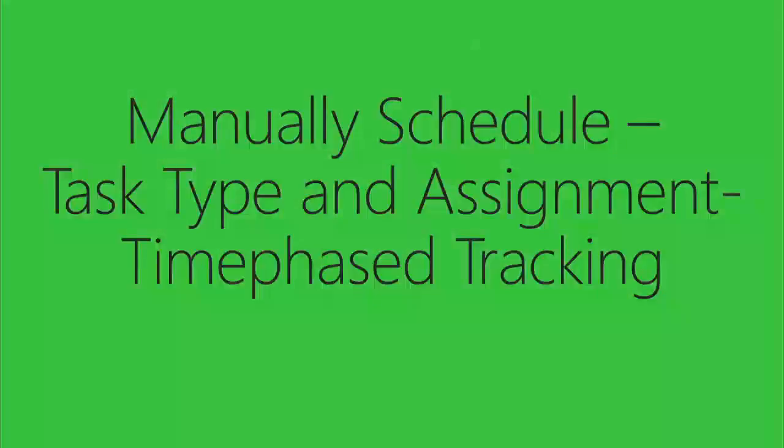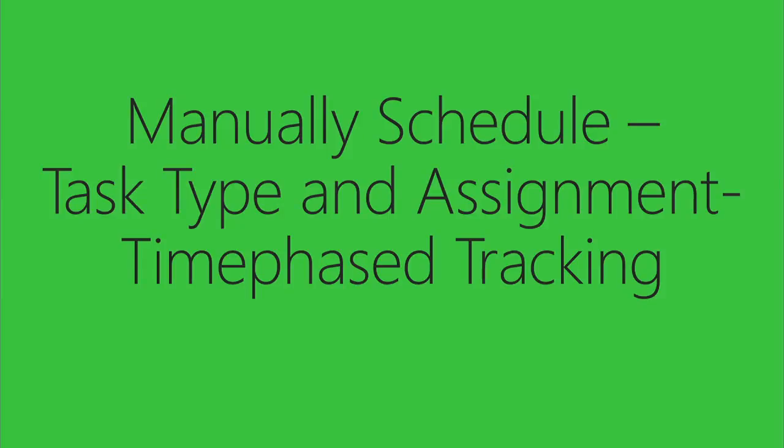All right? Let's take it a step further. Now we're picking it up some more. Now I'm calling upon you advanced users to think even deeper. All right? Manually scheduled task type and assignment time-phased tracking. There are 4 tracking methods in Microsoft Project. There's one of them right there. There's task total, task time-phased, assignment total, and assignment time-phased. That's what Project on the desktop provides out of the box.